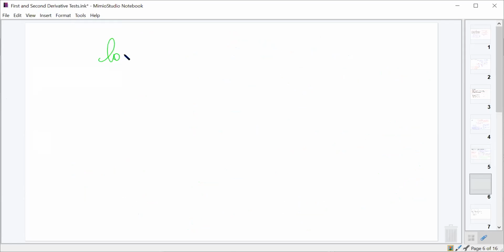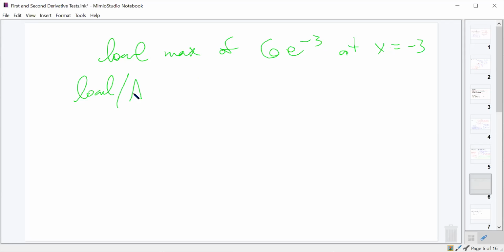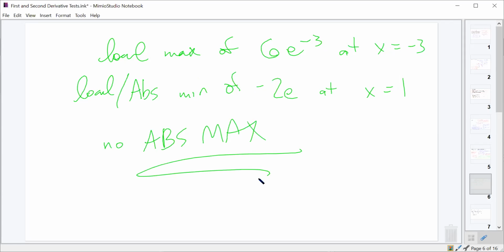Yeah. All right, so we have a local max of 6e to the negative 3, and that was at x equals negative 3. And we have a local and absolute min of negative 2e. And what was that? That was at x equals 1, right? And we have no absolute max. Everybody all right with that?